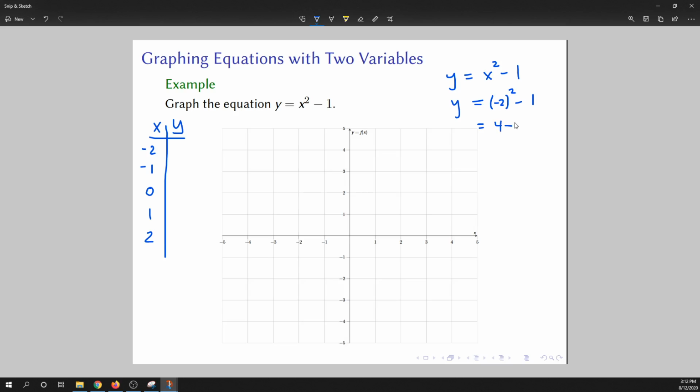Because -2 times -2, a negative times a negative is a positive, right? That's what (-2) squared stands for. It is -2 times -2, which is positive 4, because a negative times a negative is positive.